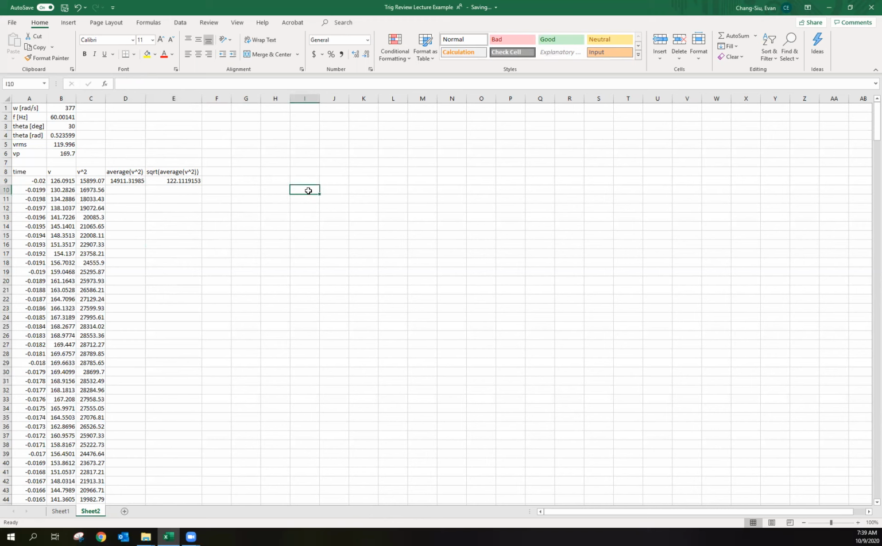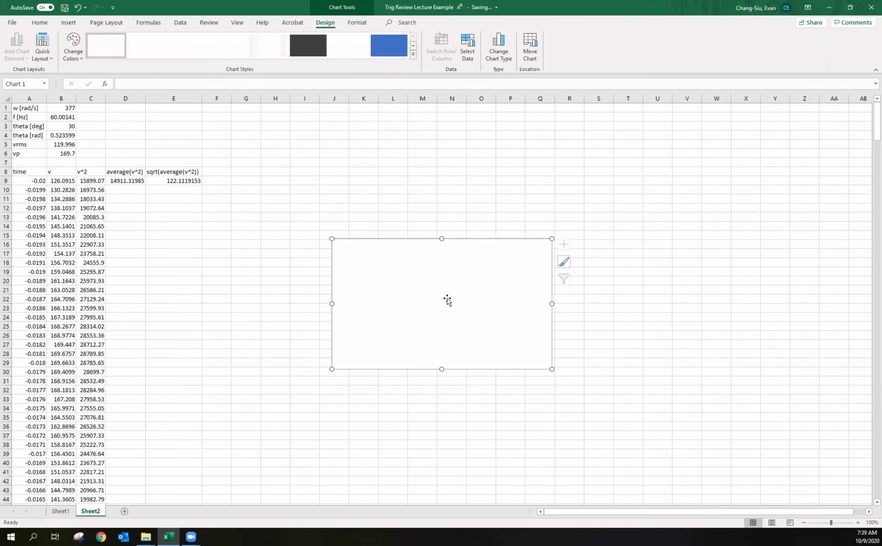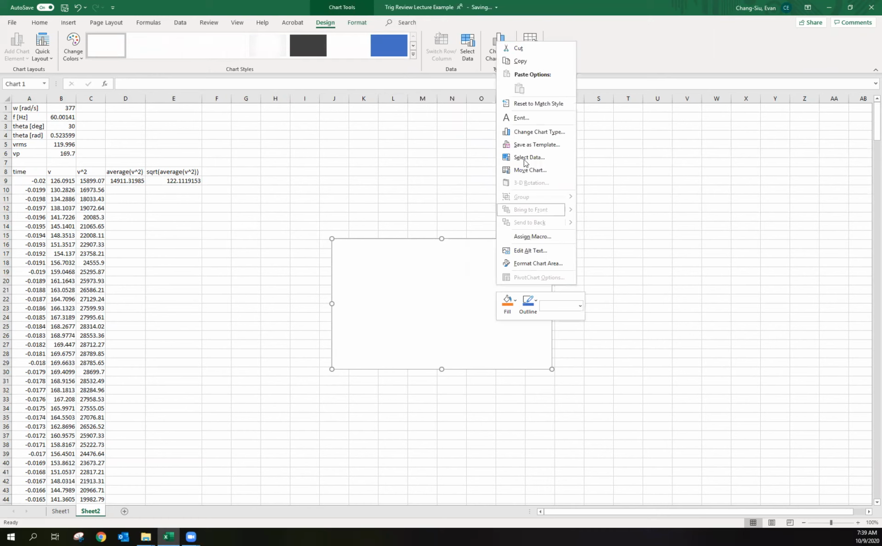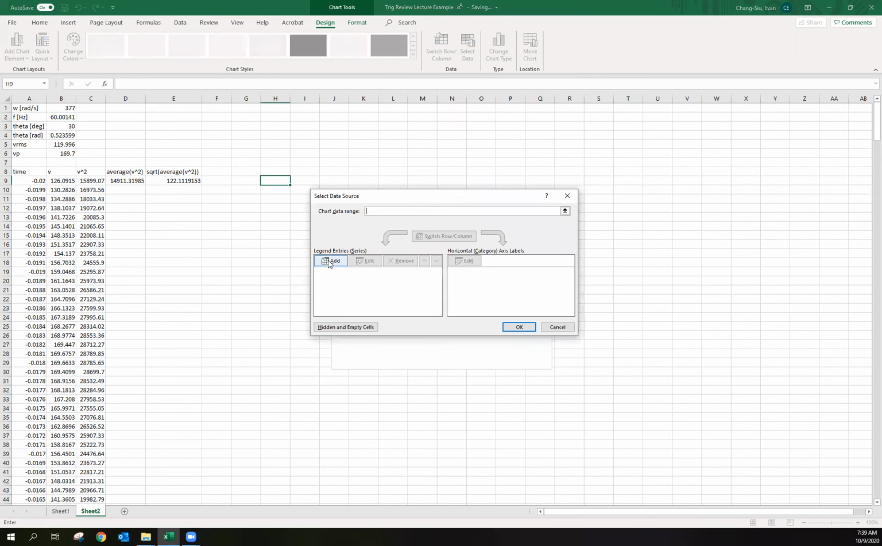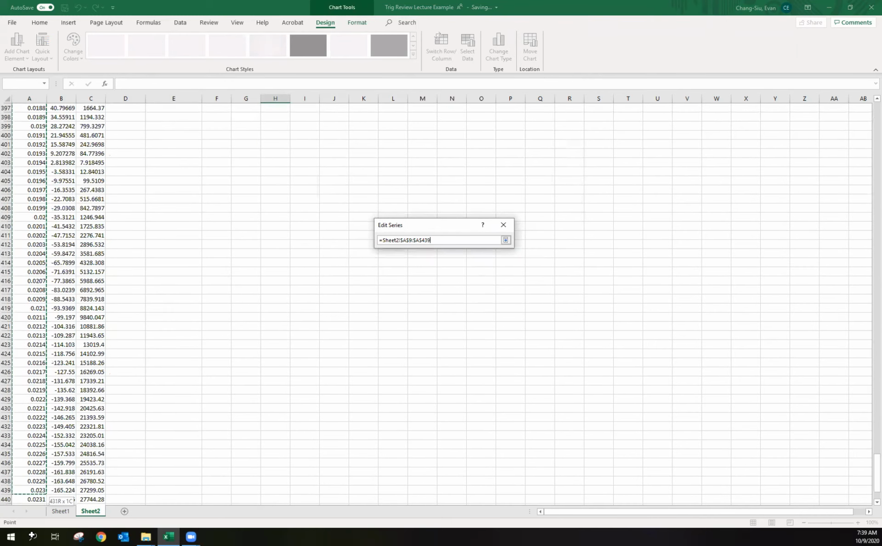Okay, now we should be able to plot it. So let's do this. I can go insert, and let's insert a scatter plot. Insert chart. And I can go in here and I've got to select the data. Select data, okay. And I'm going to add, and for X values, we're going to add the time. All right, so let's go. Keep going, okay, there we go.